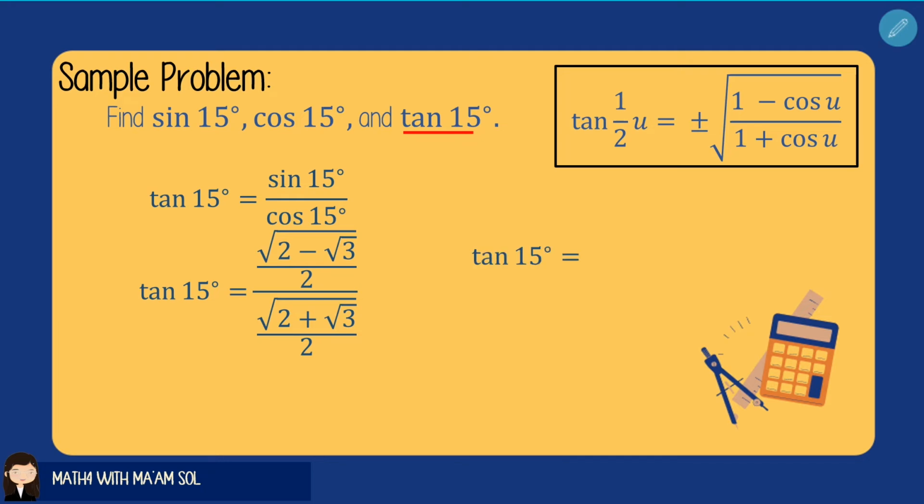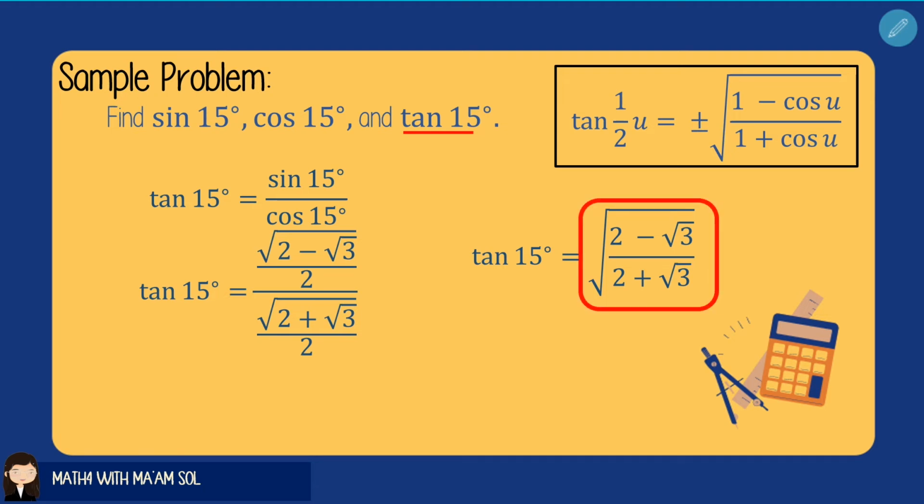We simplify that and we get tangent of 15 degrees equals the square root of the quantity 2 minus square root of 3 all over 2 plus square root of 3.